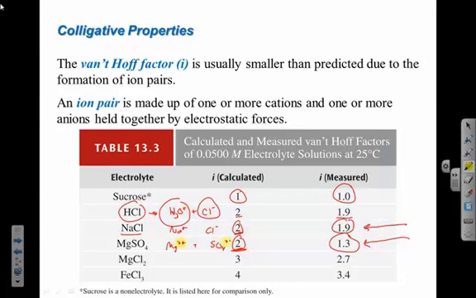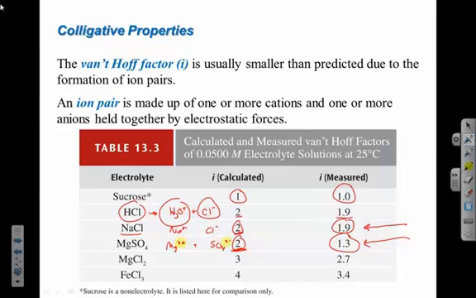So if the Mg and the SO4 separate, that's 2 particles to affect the water and affect the freezing point and boiling point of the water. But if they stick together as a pair, then when I add the MgSO4, it's only 1 particle. So the average is somewhere between 1 and 2 because a lot of them are pairing up.